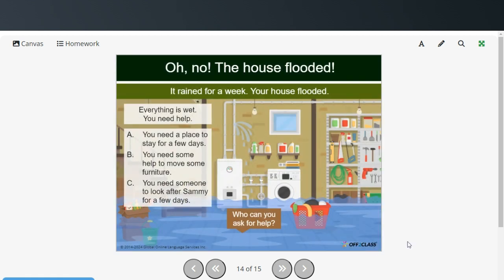Alright, it rained for a week and your house is flooded. Everything is wet and you need help. You need a place to stay for a few days. You need some help to move the furniture. And you need someone to look after Sammy for a few days. So think about who you could ask for help. It'd be a family member, a friend, a coworker. So just think about that.